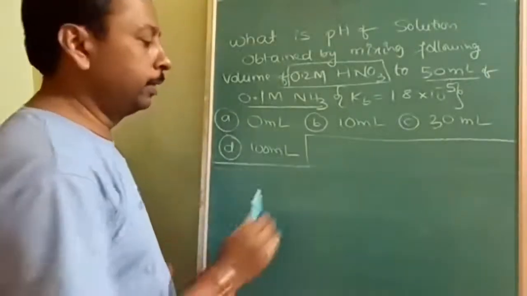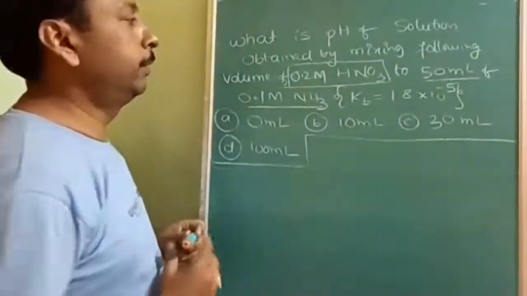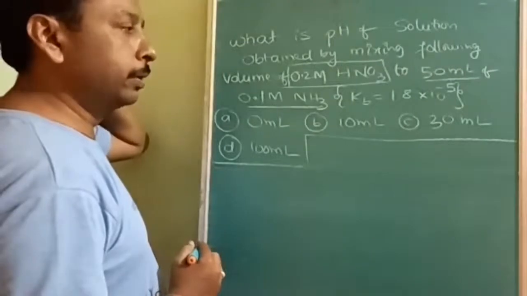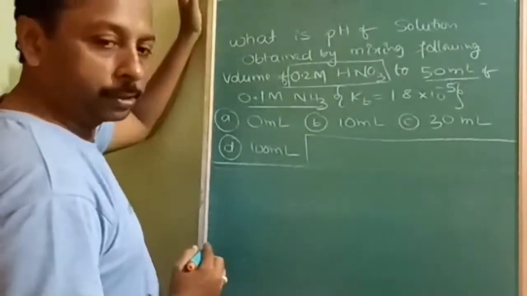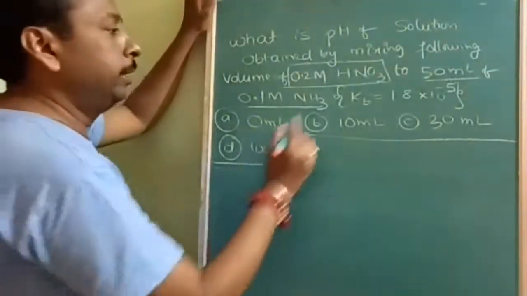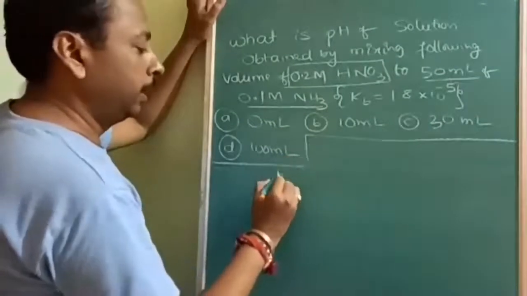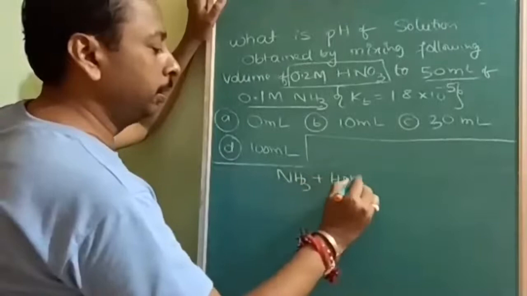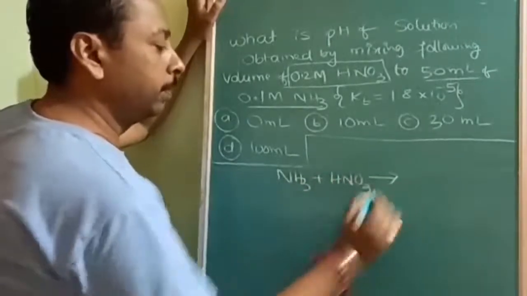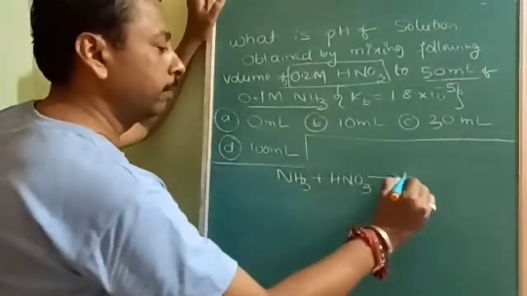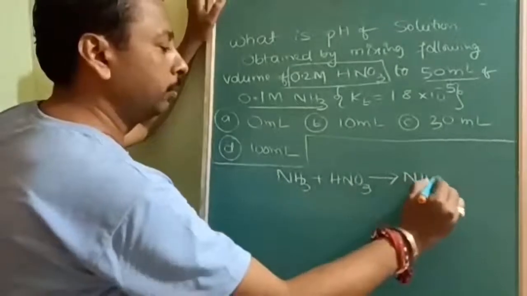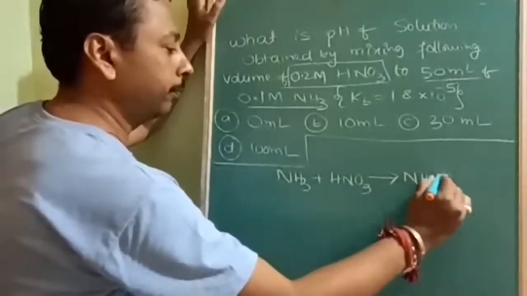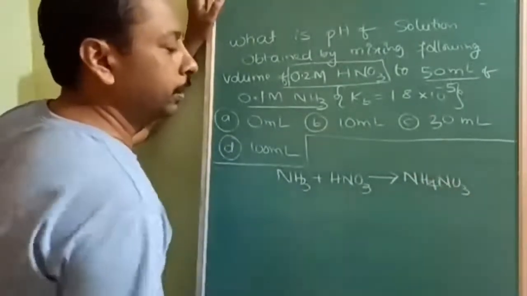Okay, all of you listen carefully. First, we should write the equation and break it into the four parts. So the equation will be NH3 plus HNO3, which will give NH4NO3. Okay, this is the salt.